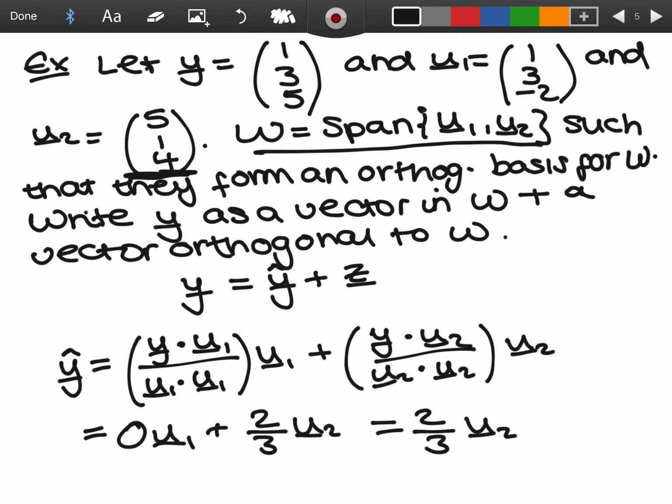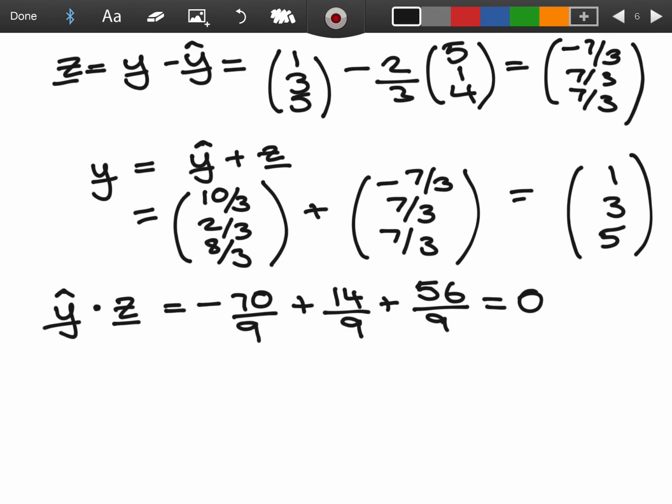So y hat lies in W, and z, as it is orthogonal to y hat, must lie in that W perp set. It must lie in the set of vectors that are orthogonal to W. So y hat exists in W, and z exists in W perp. So it's the sum of two vectors that are orthogonal to one another.